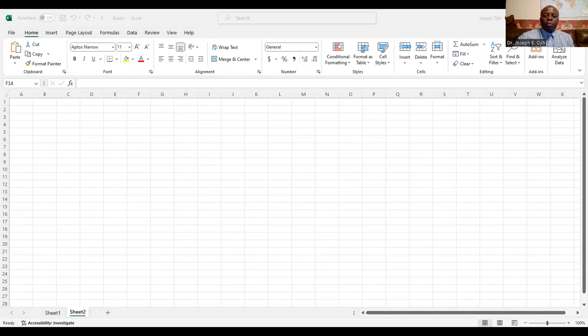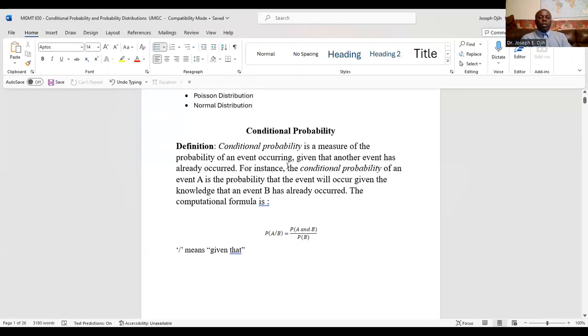Starting with conditional probability. Like I wrote on the screen, it measures the likelihood that an event will occur, given that another event has already occurred. For example, having good grades and getting a scholarship. The condition for getting the scholarship is that you have good grades. That qualifies you for the scholarship. So the conditional probability there is getting the scholarship, given that you already have good grades.